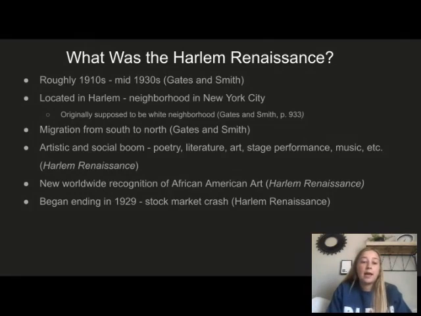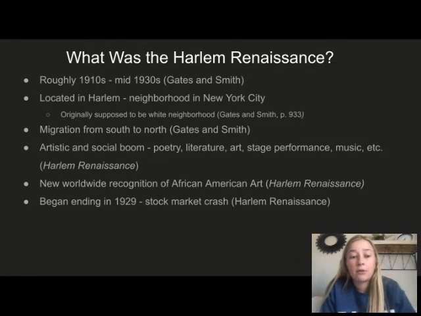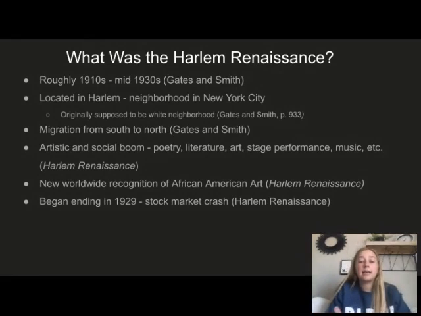It was also a migration, from south to north, to escape the racism and the lynchings and all the terrible things happening in the South. It was also an artistic and social boom, so poetry, literature, art, stage performance, music, and other forms of art were all booming for African Americans during this time. And it was a new worldwide recognition of African American art, unlike anything we had ever seen before.